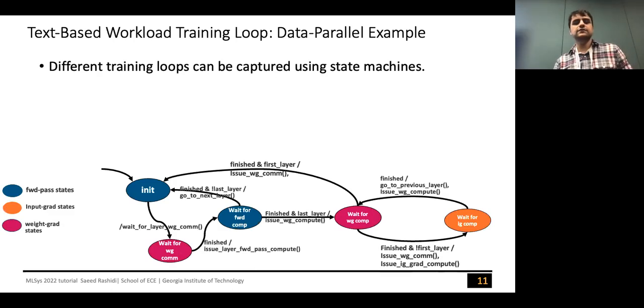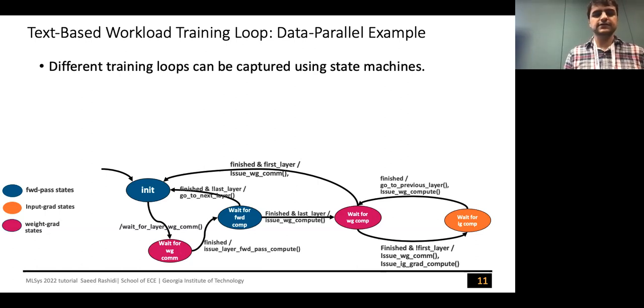So at a high level, the training loop is just a state machine which captures the compute and communication operations and the order in which we execute them. Complex relations can be captured by decomposing them into simple states, and the order can be dictated by the edges in between these states.